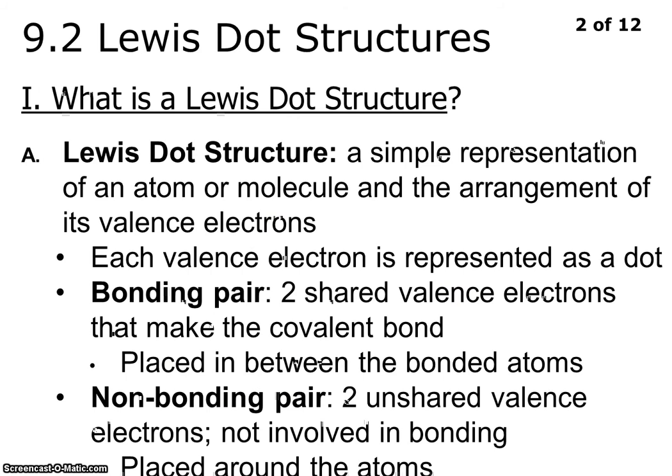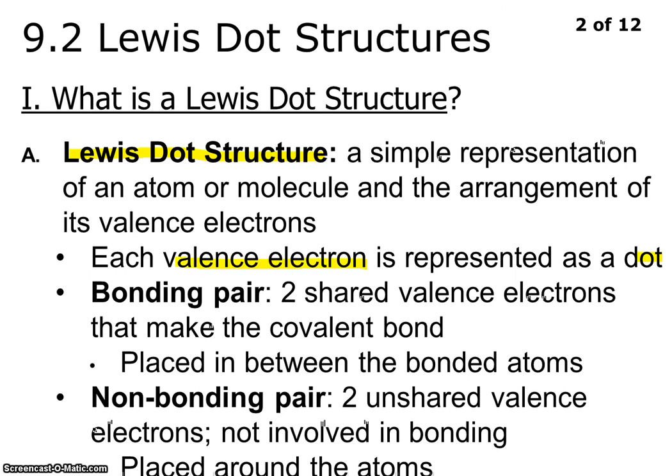What is a Lewis dot structure? A Lewis dot structure is a simple representation of an atom or molecule and how its electrons are arranged, and it's a flat blueprint of the molecule. In the Lewis dot structure, what the dots represent are valence electrons.